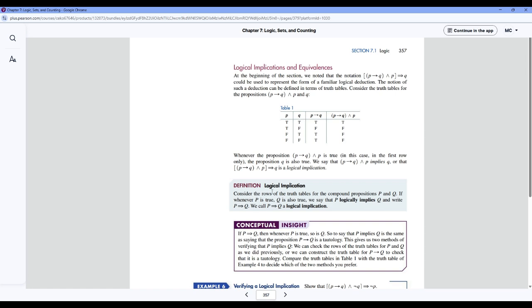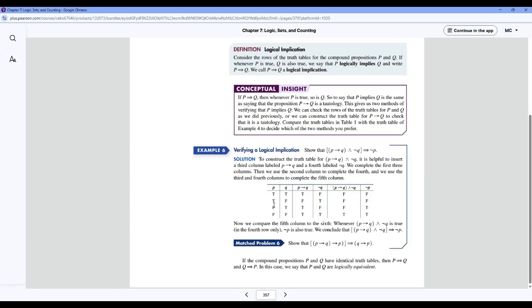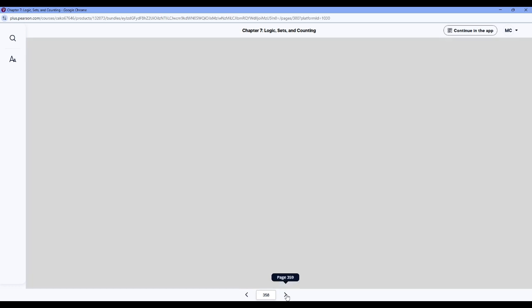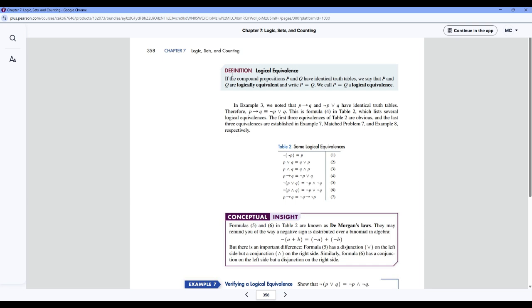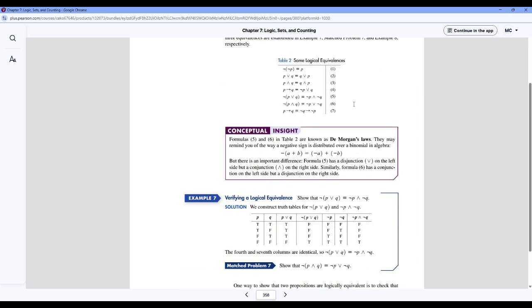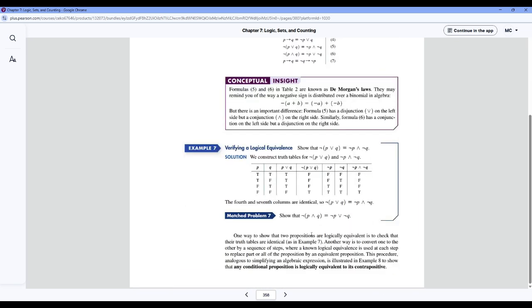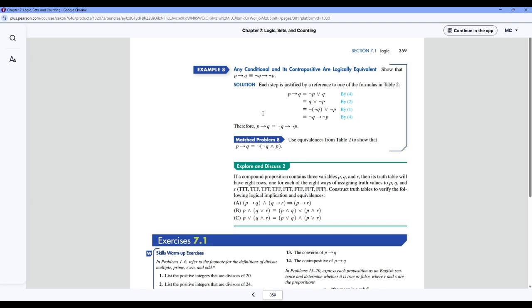Logical implication. Consider the rows of the truth table for the compound propositions P and Q. If whenever P is true, Q is also true, we say that P logically implies Q, and write P implies Q. That's called a logical implication. If the compound propositions P and Q have identical truth tables, we say that P and Q are logically equivalent, and write P is equivalent to Q. The logical equivalence. Okay. De Morgan's law is right there.